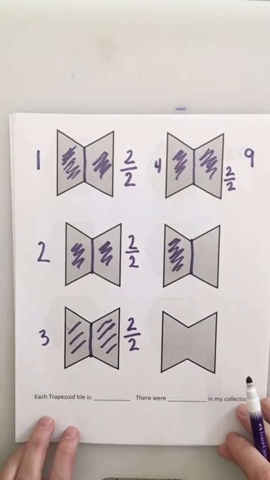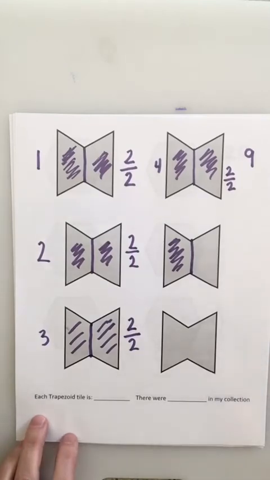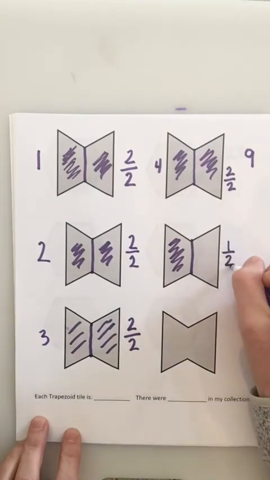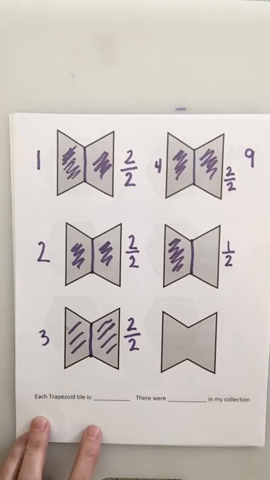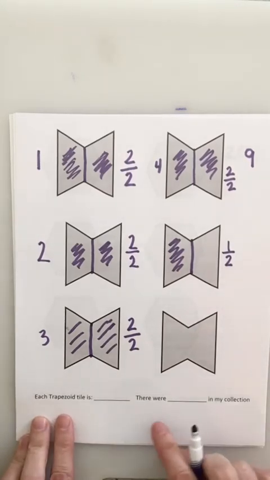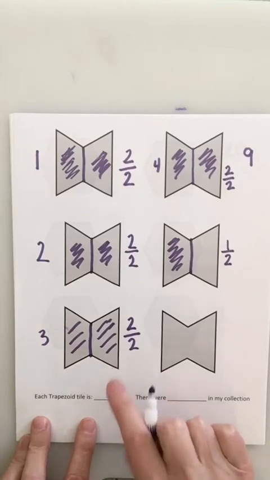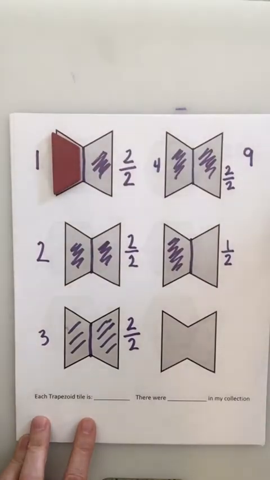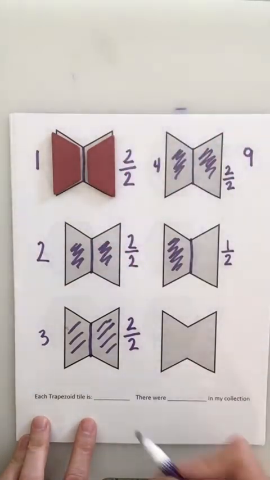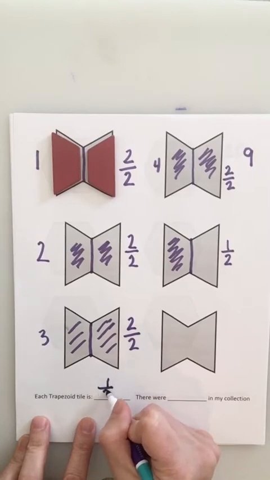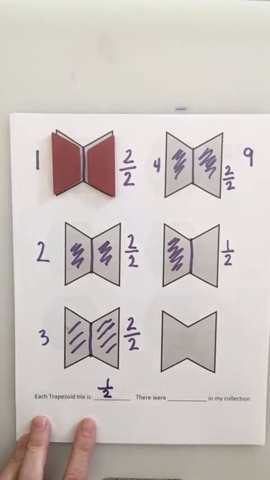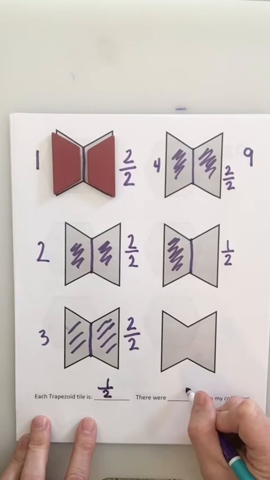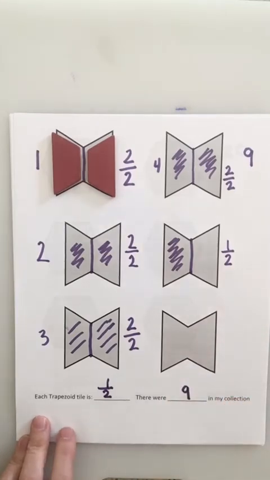And what I have is a picture that I want you to take a look at. And I'd like you to label this picture as well. This picture is half, right? So what you're going to do down at the bottom of the paper, it says each trapezoid tile is, and you're going to write the fraction that it's worth. So I'll put this back on there. What is 1 trapezoid worth? Right, it's worth 1 half. Very good. Okay, and then how many were in my collection? There were 9 in my collection, so I'm going to go ahead and write 9.